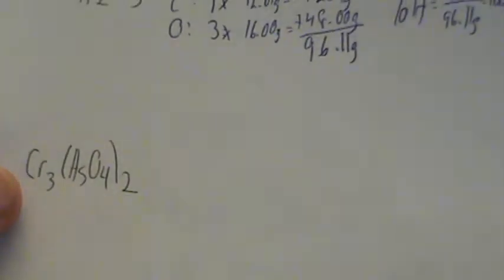And just to do one more for good measure for you for this video, figuring out percent composition of our last compound. So we have 3 elements. We have chromium, we have arsenic, and we have oxygen. We have 3 chromiums, we have 2 arsenics, and we have 8 oxygens.